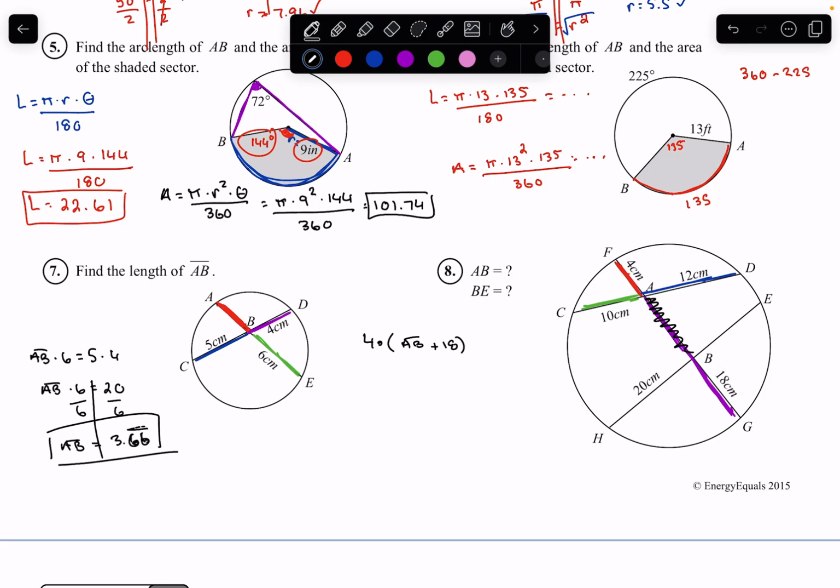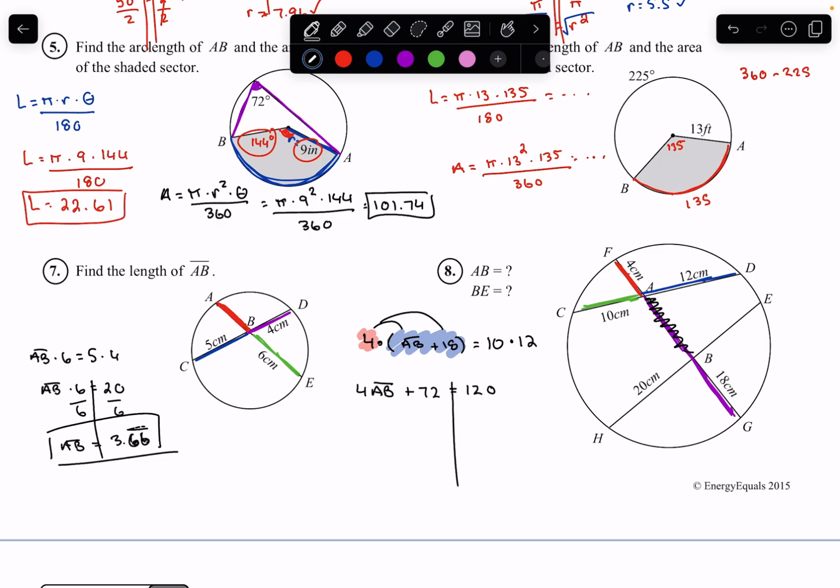Okay, so the red line times the purple line. So here's my red line, and here is, oh, I don't have a purple highlighter, shame. Here's my purple line, right? When I multiply those together, I'm going to end up with the green line, 10, multiplied by the blue line, 12. So a little bit of algebra, distribute. So 4AB plus 72 equals 120.